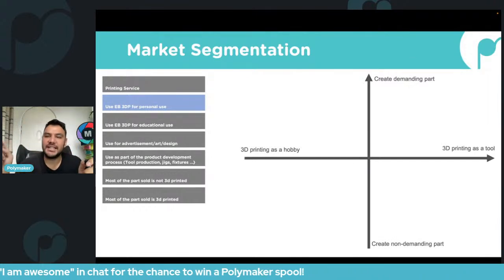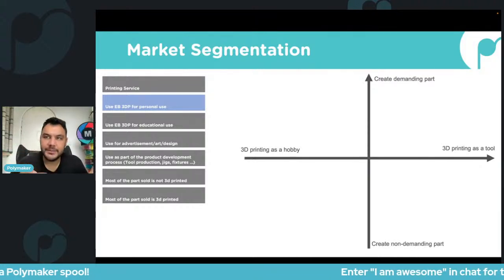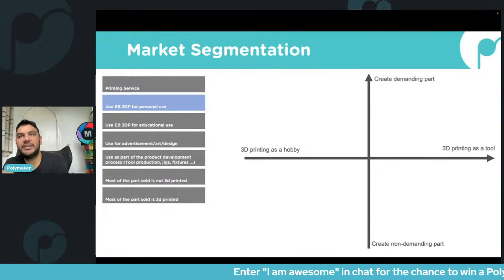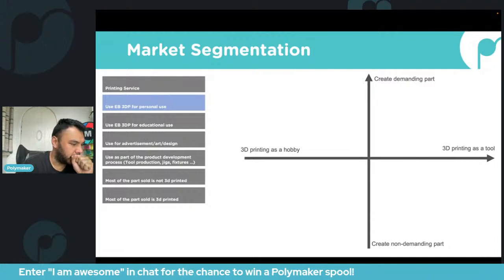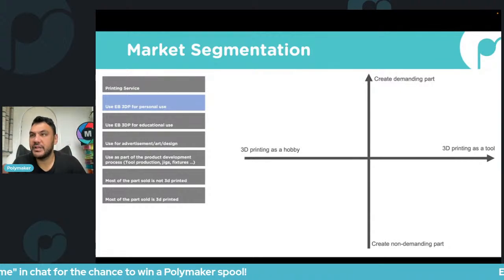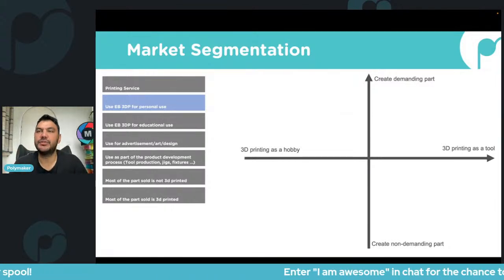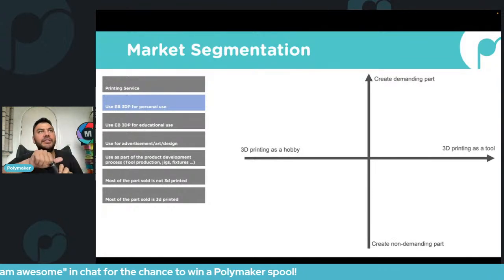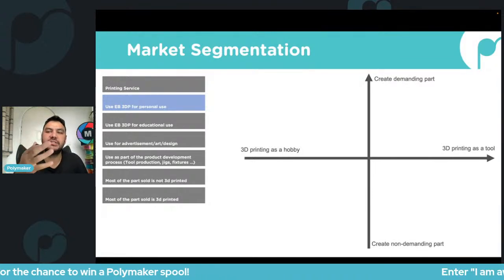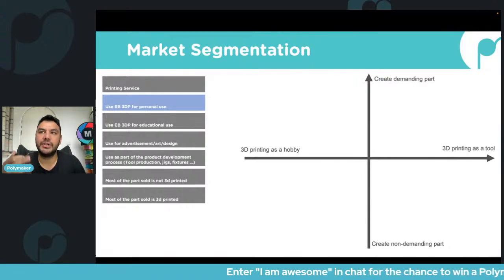And then the x-axis is, you consider 3D printing as a hobby, or you consider 3D printing as a tool. Let me explain. Let's say, who has a 2D printer? Who has a 2D printer? I have a 2D printer here. I want to explain to you the difference between considering your 3D printer as a tool or considering your 3D printer as a hobby.